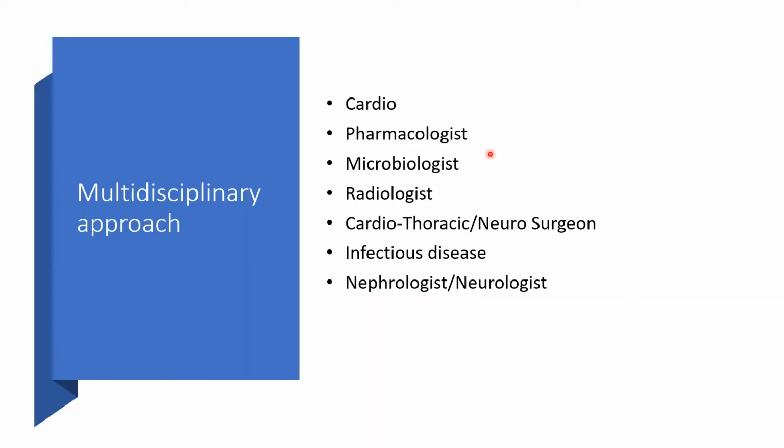Infective endocarditis, if picked early, may not go through all these departments. If not, it's very, very likely that all these departments will be involved. So it's going to be a multidisciplinary approach: cardiologist, pharmacologist, microbiologist, radiologist, even cardiothoracic surgery or neurosurgery, with cardiothoracic surgeon or neurosurgeon involvement. Infectious disease experts, nephrologists, or neurologists, all could be involved.